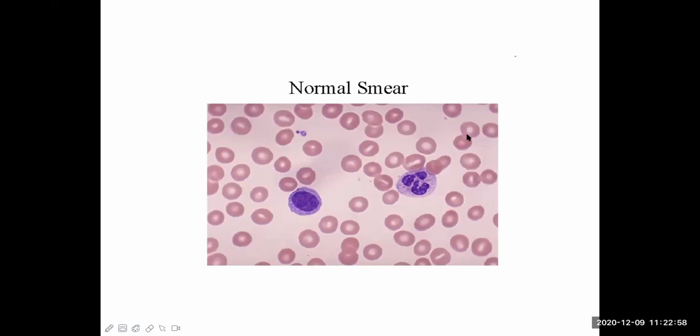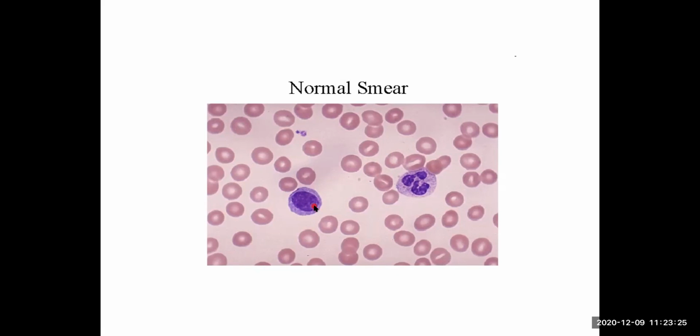Now with this, let's move further and see some of the pictures here. This is the normal peripheral smear, how it is seen. Now just focus here and try to identify which cells are there correctly. Which cell is this? Just identify this cell. Which cell am I showing? Monocyte.